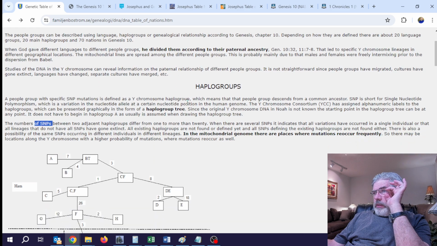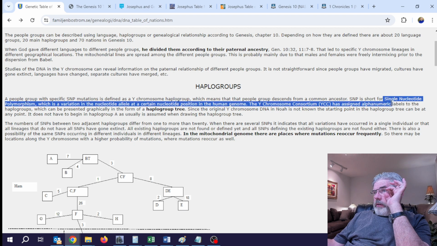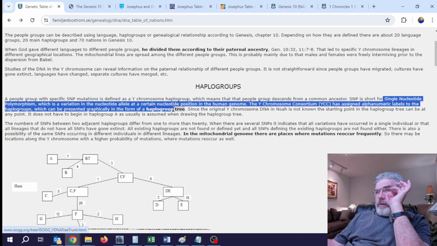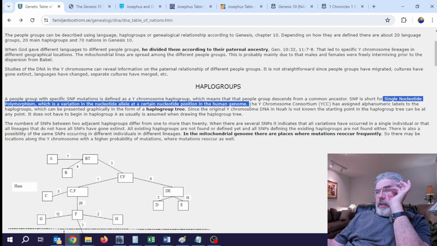Okay, so the SNP is right here, a single nucleotide polymorphism, which is a variation of the nucleotide allele at a certain nucleotide position in the human genome. So this is kind of like marking the errors in our DNA from father to son. And this is something that Dr. Jensen's book really explores in great depth.